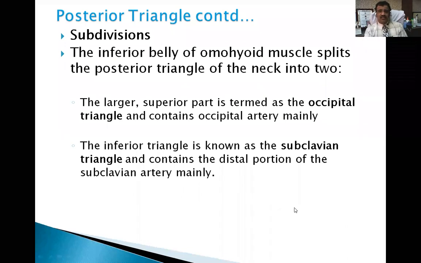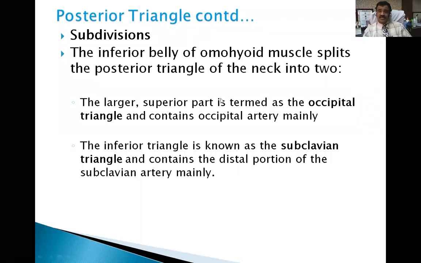Now what are the subdivisions? The inferior belly of the omohyoid muscle splits the posterior triangle of the neck into two. I told you that. The larger superior part is termed the occipital triangle, and the smaller inferior part is called the subclavian triangle. So we have two triangles here, occipital triangle and subclavian triangle. Now just try to remember about the suboccipital triangle. Don't get confused with suboccipital triangle and occipital triangle. The occipital triangle is a subdivision of the posterior triangle, whereas the suboccipital triangle is an independent triangle away from the quadrangular space of the side of the neck.